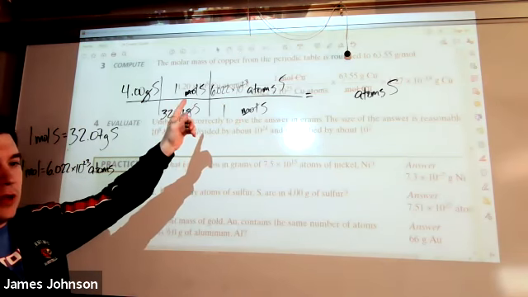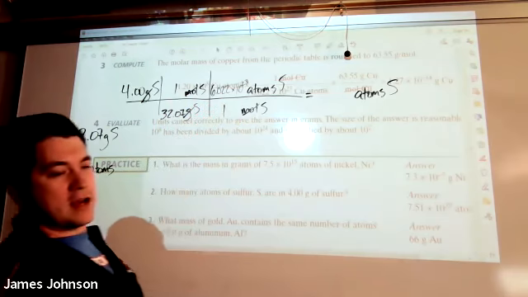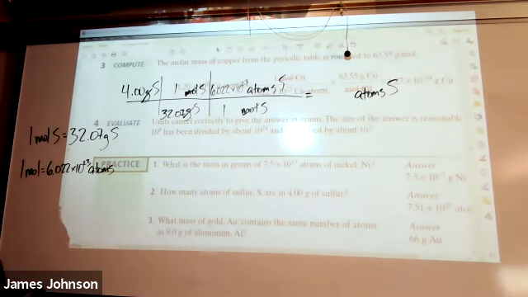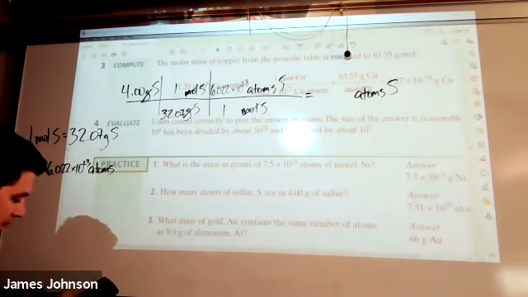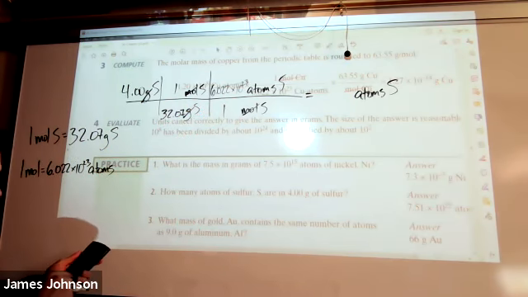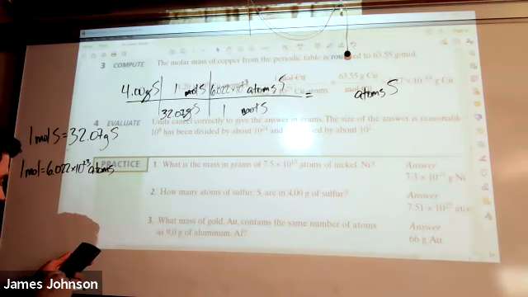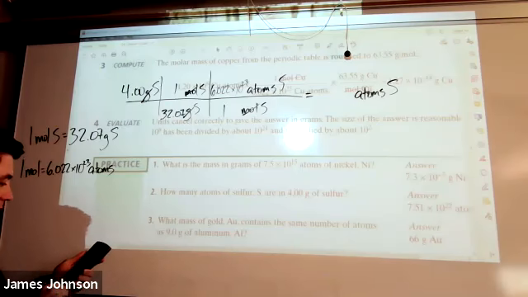Now, I'm not going to do anything with that power of 10 in the calculator. I'm going to do that at the end. I'm just going to think that through myself. So into the calculator, I am going to type 4.00 times 1 times 6.022 and then divide by 32.07 divided by 1.